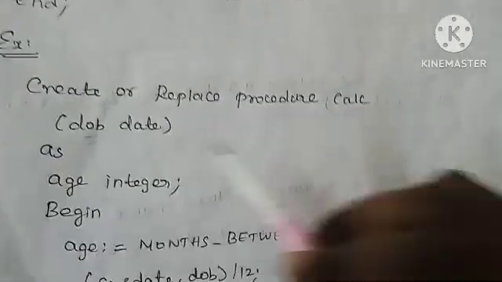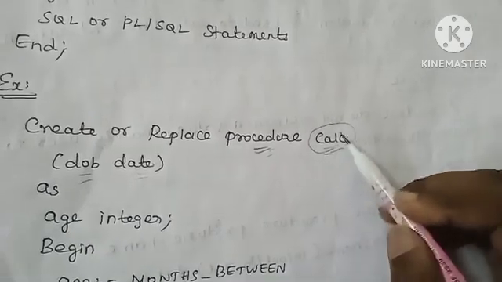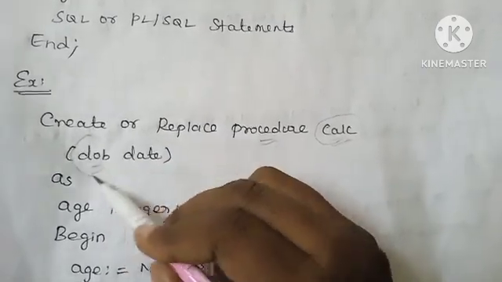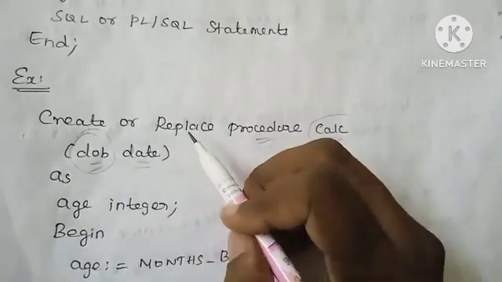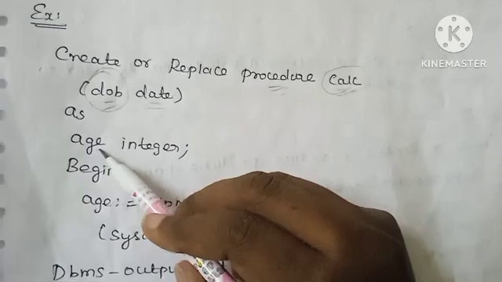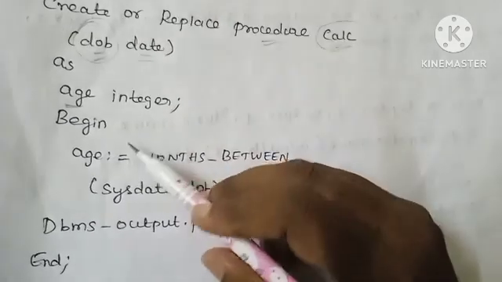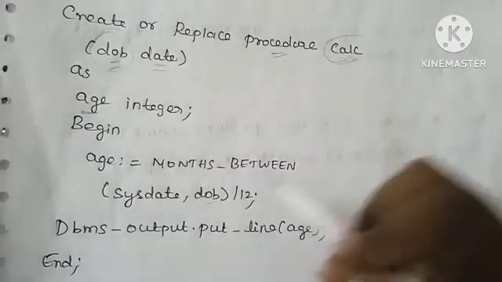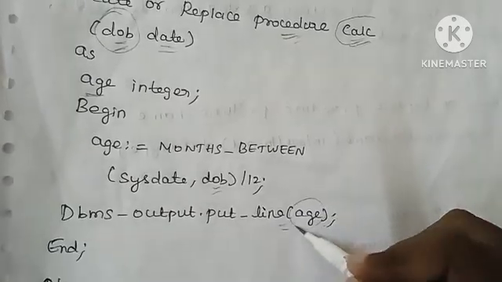For example, CREATE OR REPLACE PROCEDURE, where PROCEDURE is the keyword. calc is the procedure name, and DOB is the parameter name, a user-defined name, with data type DATE. Then AS age, I create the age variable with data type integer. Then age equals MONTHS_BETWEEN(SYSDATE, DOB) divided by 12. Then DBMS_OUTPUT.PUT_LINE, which is a print statement, prints the age.